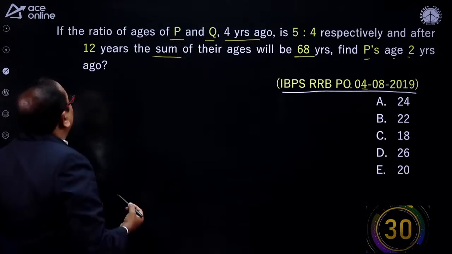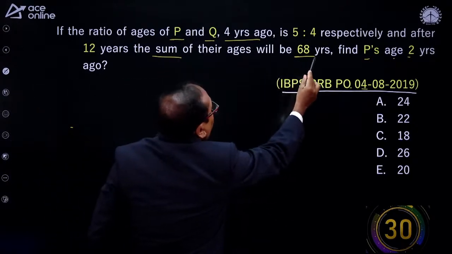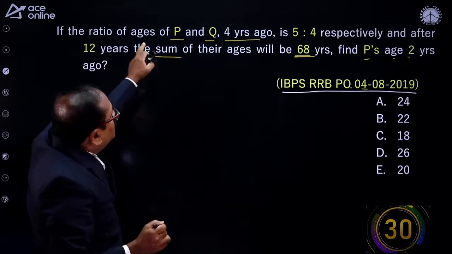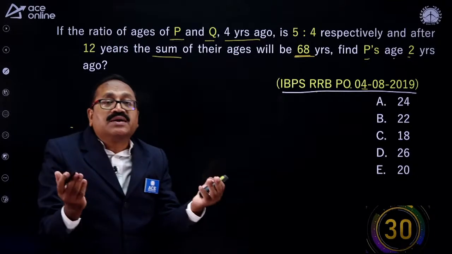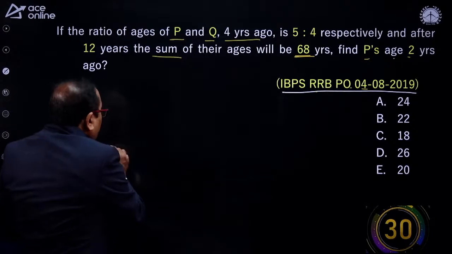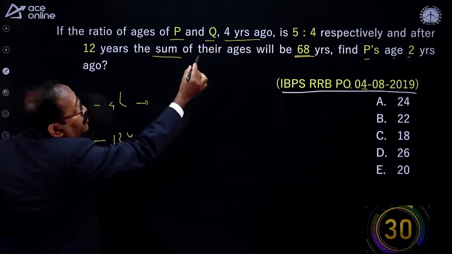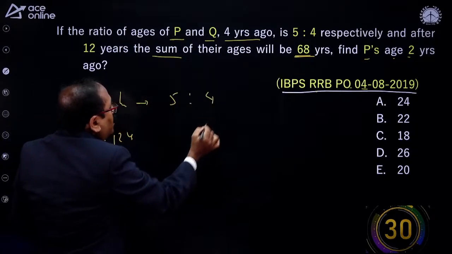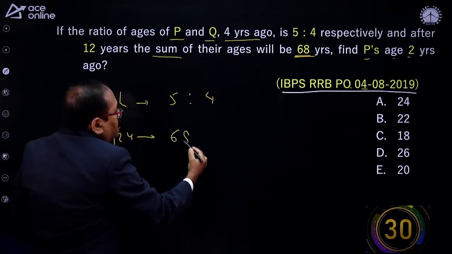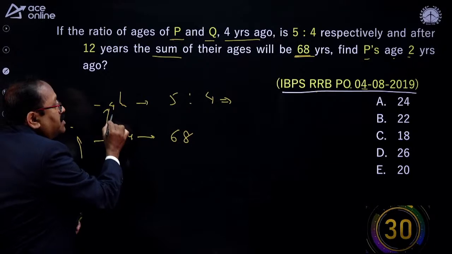I am sure some of you will be able to answer the question. The reason is that when I know that 12 years from now the sum of the ages will be 68, can I find out what the sum was 4 years ago? When it is 68 at 12 years ahead, from there back to 4 years ago, we have the ratio of 5:4. So how many years do I have to subtract from here to here?